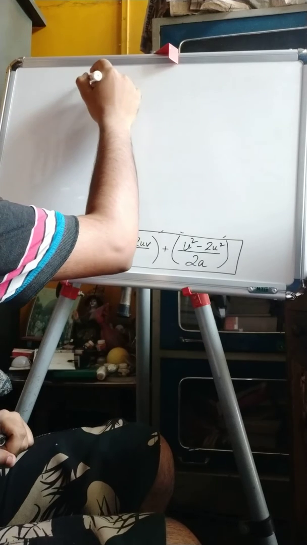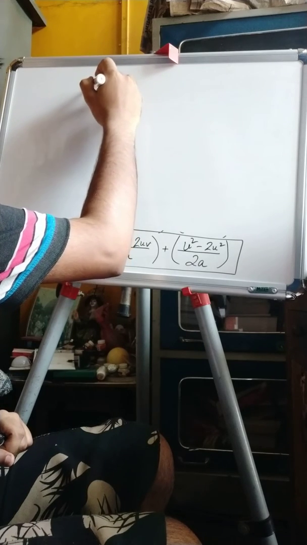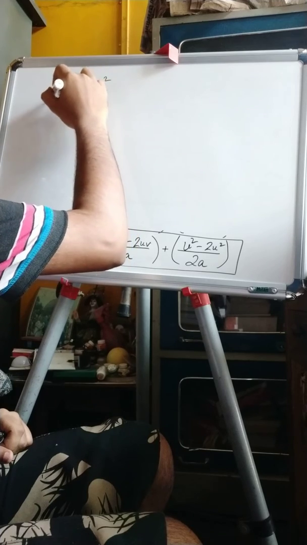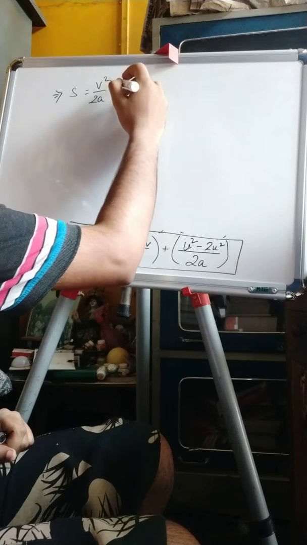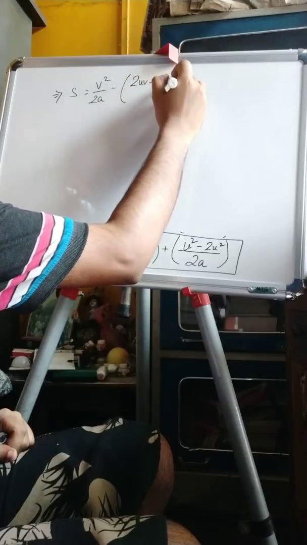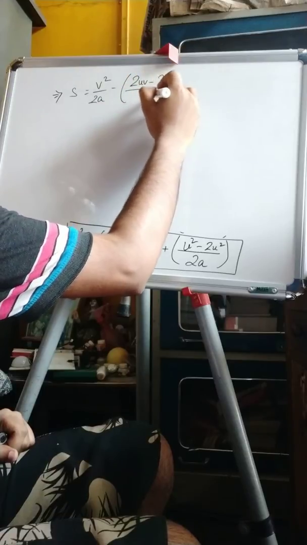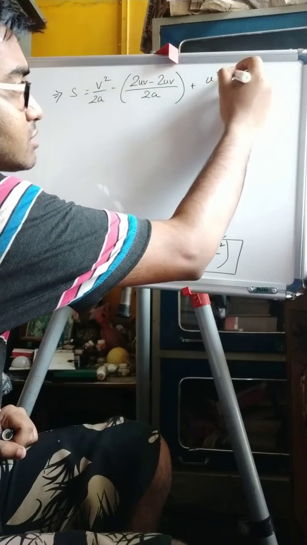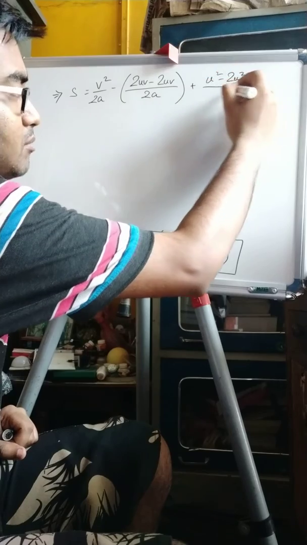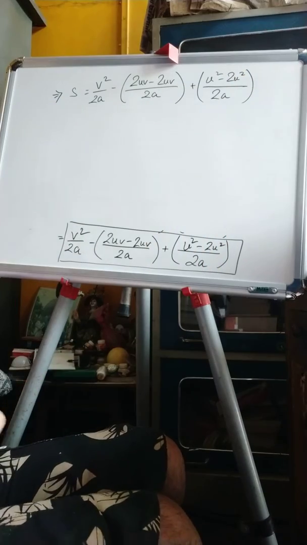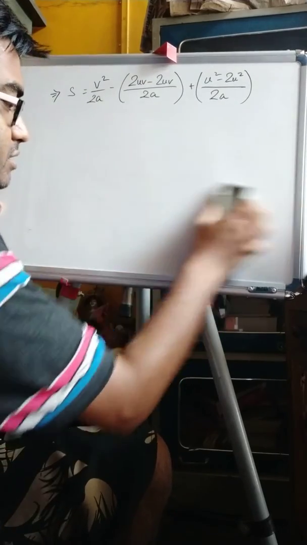we will just copy the same equation here: v square by twice of a, here it is s. Okay, v square by twice of a minus 2uv by twice a, then plus u square minus twice of u square by twice of a. Right? Just erase it.